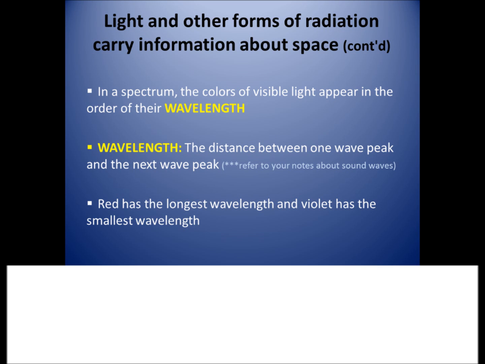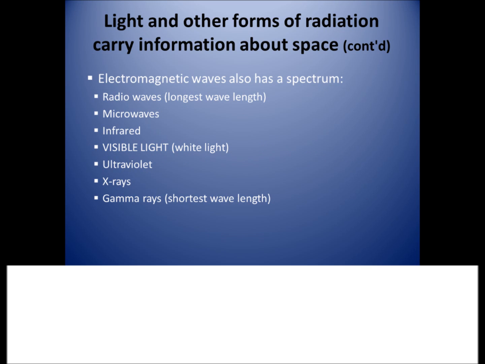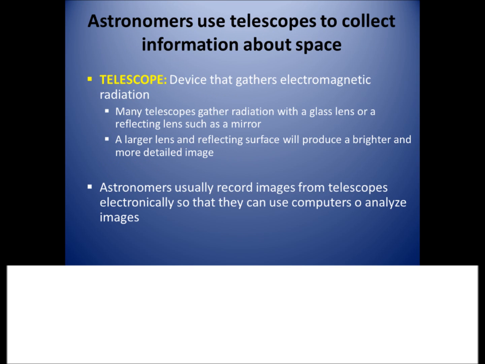The electromagnetic spectrum also is arranged in order of wavelength. The one that has the longest wavelength is radio waves, followed by microwaves, infrared, visible light, ultraviolet, X-rays, and gamma rays. Gamma rays have the shortest wavelength. It is important to know that in the electromagnetic spectrum, radio waves have the longest wavelength and gamma rays have the shortest wavelength.